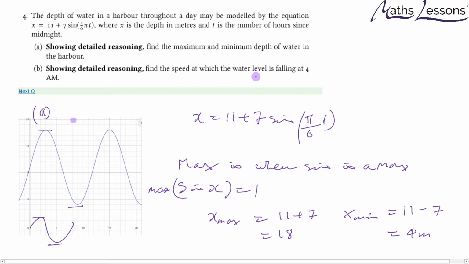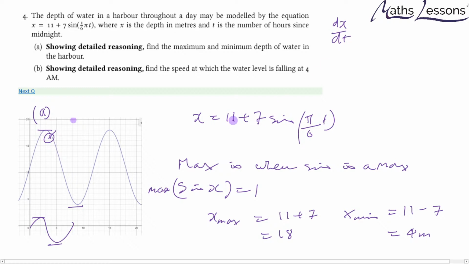Find the speed at which the water level is falling at 4 a.m. So 4 a.m. is around about here on our graph. We want to find the rate at which it's falling, so therefore we need to differentiate with respect to time. So we need to find dx by dt of this function here.